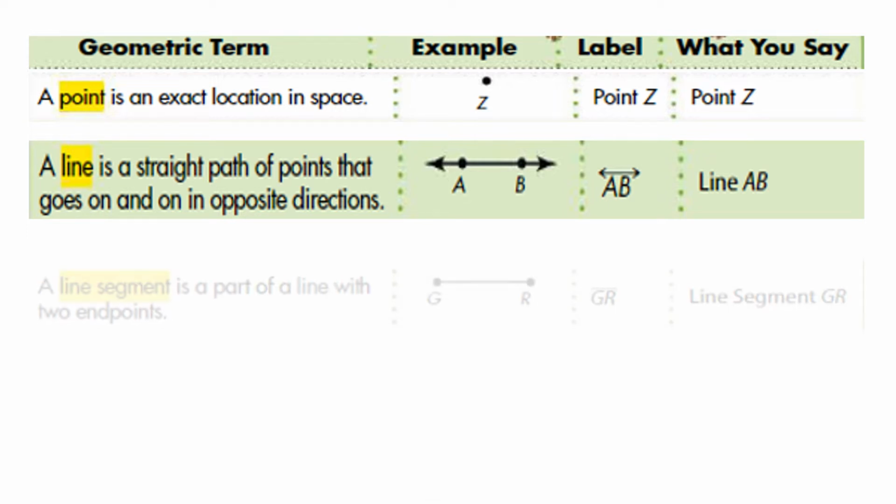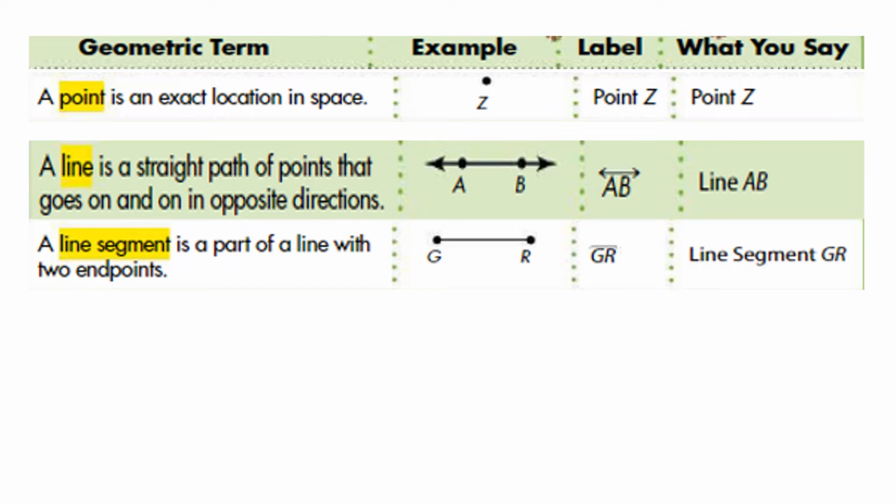The third one is line segment. What is a line segment? A line segment is a part of a line with 2 end points. If you look at the line, it doesn't have end points. The line goes on and on in opposite directions. It doesn't stop in both directions, guys. But the line segment, of course, stops. The line segment is a part of a line, but it stops from both directions.